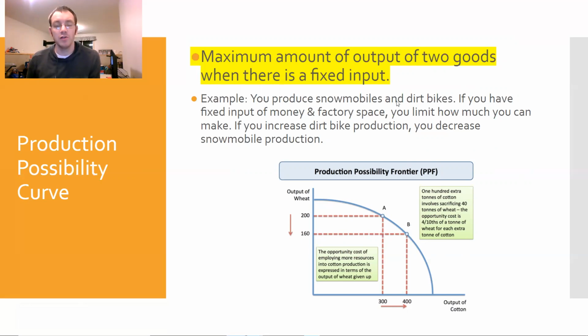So let's say in this example, you produce snowmobiles and dirt bikes. If you have a fixed amount of money and factory space, you limit how much you can make. If you increase dirt bike production, you decrease snowmobile production. And so you have to decide which one am I going to make the most money off of, which one's going to be the most profitable for me. Maybe we've had a few really bad winters where there hasn't been much snow. So maybe you say, I'm going to focus on dirt bikes because more people are buying them because we just haven't had real good winters, right? Or the opposite. Maybe you've had great winters, so you produce more snowmobiles. Production possibility curves help you to understand how much you'll make at each different point and how that's going to help you out.